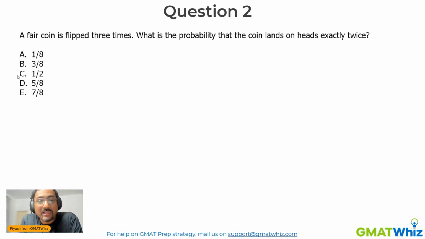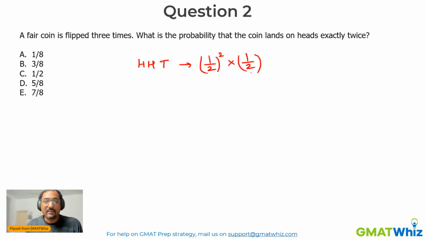So it says a fair coin is flipped 3 times. What is the probability that the coin lands on head exactly twice? So I need 2 heads and 1 tail. Okay. Now, if I look at this event, HHT, 2 heads and 1 tail, then the probability of 2 heads is basically half into half, which is half squared, and the probability of a tail is half again. Okay, so that's the probability of this particular event, HHT.